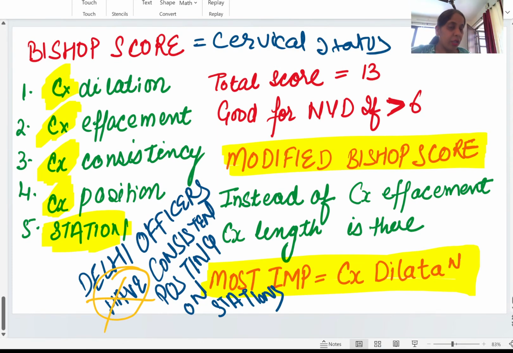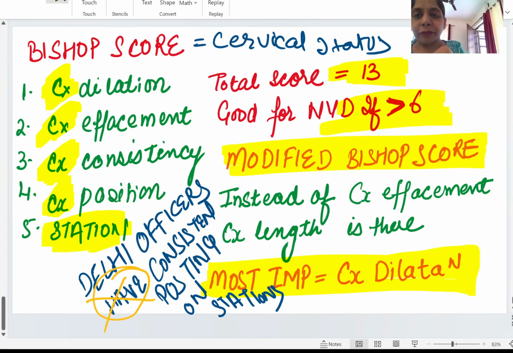Okay. The total score is 13. Chances of normal delivery are high if the score is more than 6. If the score is more than 6, then chances of normal delivery are high, bacha. Okay. What is modified Bishop score?